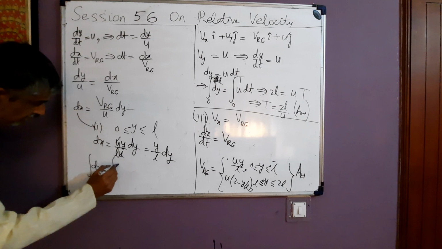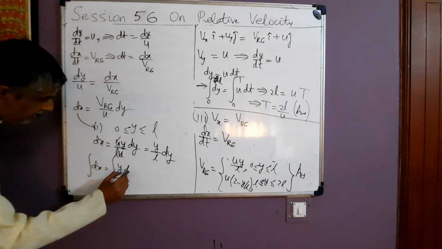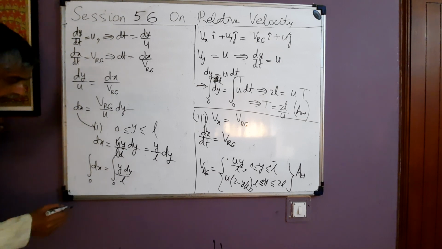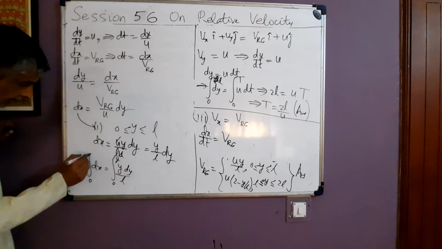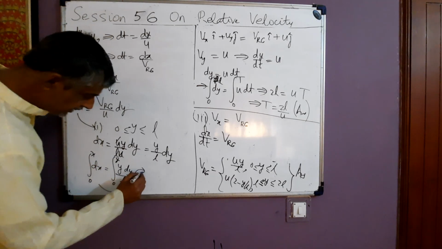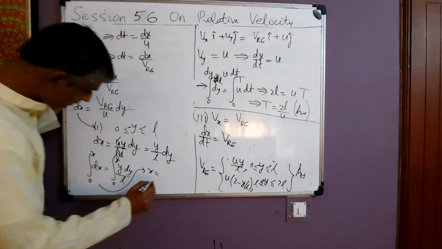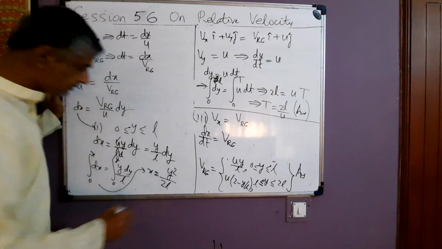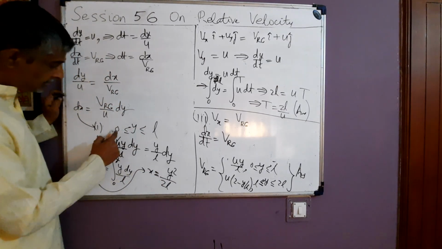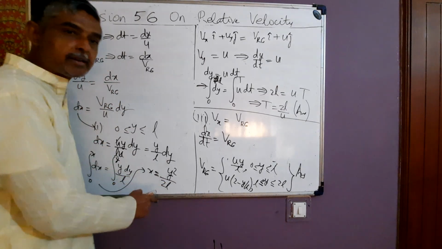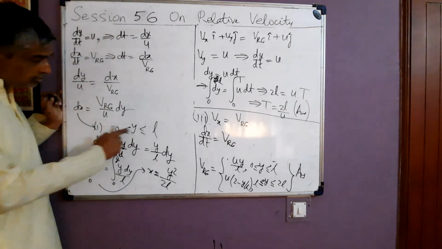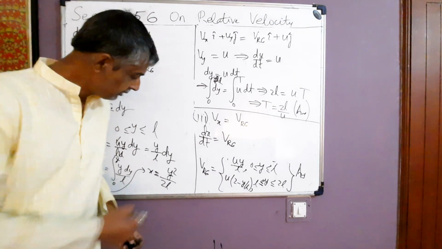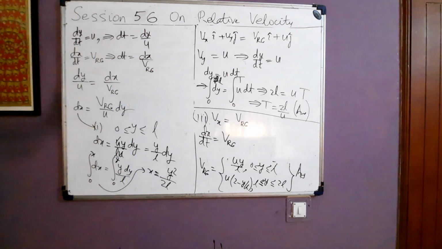Now I integrate it. y dy by L. Initial value y will be 0, x will be 0. At some instant y, x will be x. On integrating this and inserting limits, x becomes y square by 2L. So this is for the first half. For y lying between 0 to L, x is equal to y square by 2L. This is the trajectory for the first half of the journey.